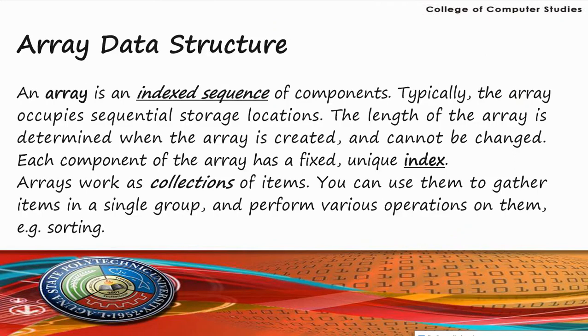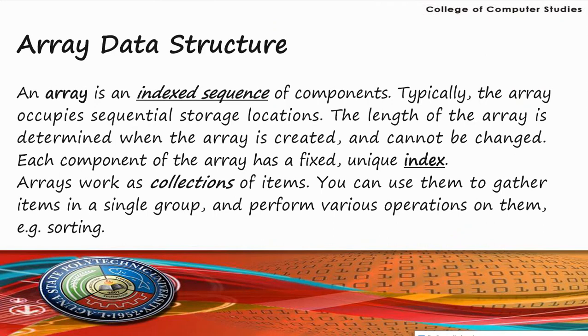So here's a definition for array data structure. An array is an index sequence of components. Typically, the array occupies sequential storage locations. The length of the array is determined when the array is created, and it cannot be changed. Each component of the array has a fixed, unique index.